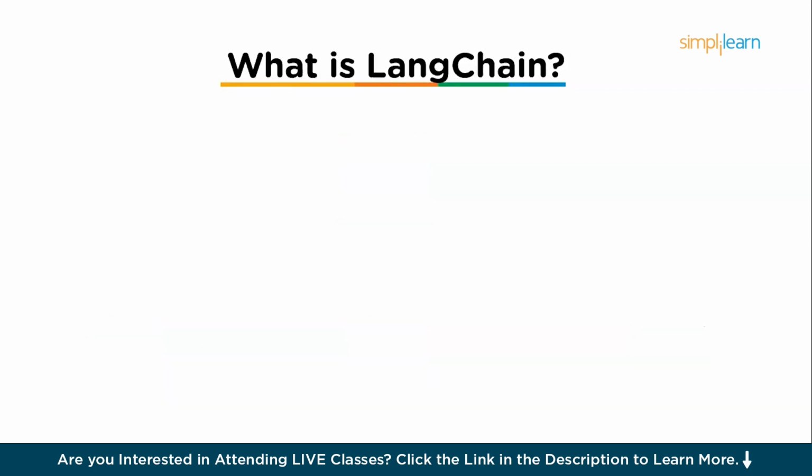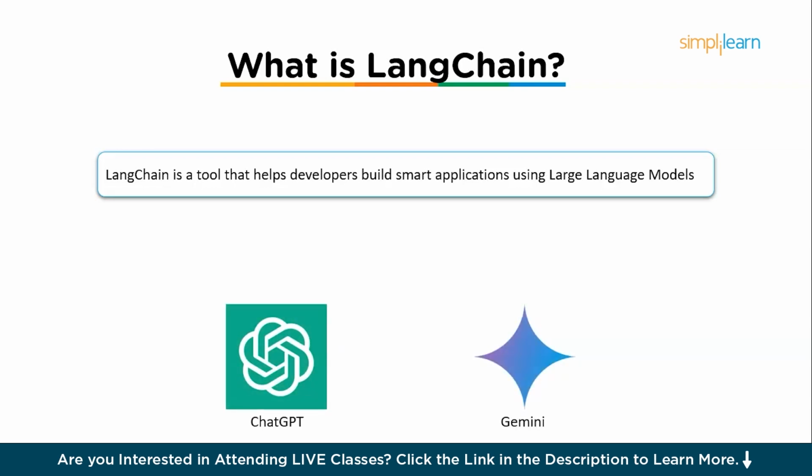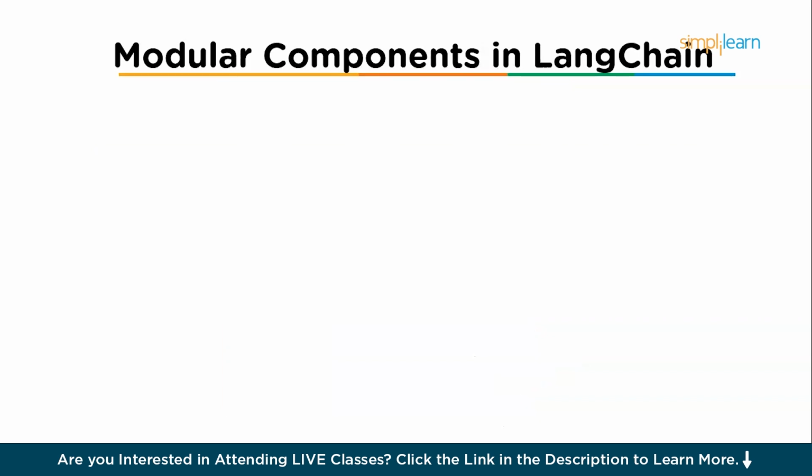Finally, let's understand what Langchain is. Langchain is a tool that helps developers build smart applications using large language models, that is LLMs, like ChatGPT or Google's Gemini. It allows AI to connect with real-world data, making it more useful and interactive. It consists of several modular components and end-to-end templates.